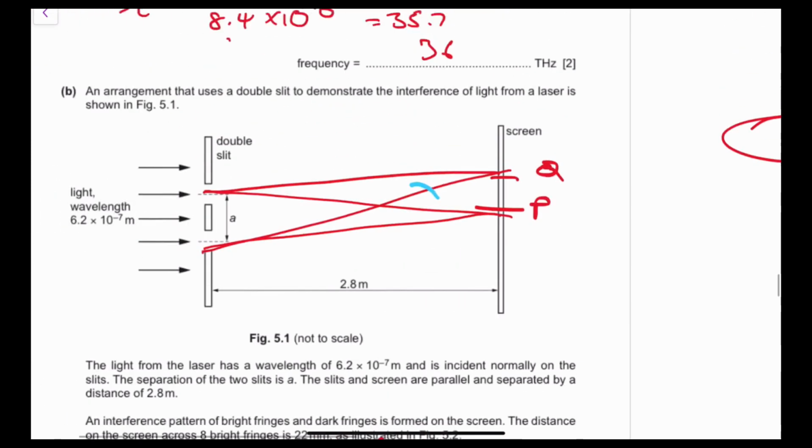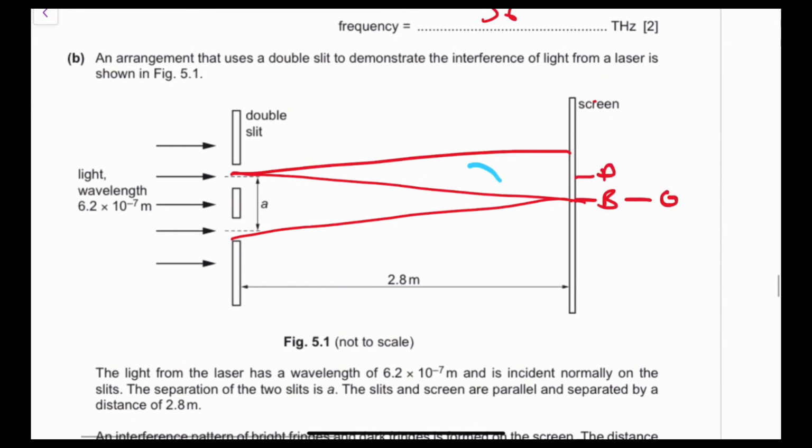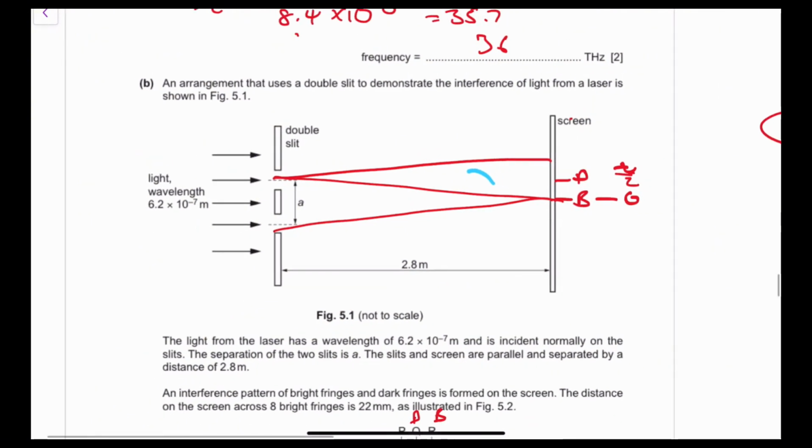So if we look at this diagram itself, you just have to know this: whenever you move from the bright fringe, the path difference becomes lambda at the next bright fringe, lambda over 2 at the next dark fringe, and so on. What do I mean by this? Well, imagine you have a bright fringe over here, the central bright fringe. The path difference is 0. If you go to a dark fringe, it will be lambda over 2. If you go to a bright fringe, it will be lambda. Another dark fringe, it will be 3 over 2 lambda.